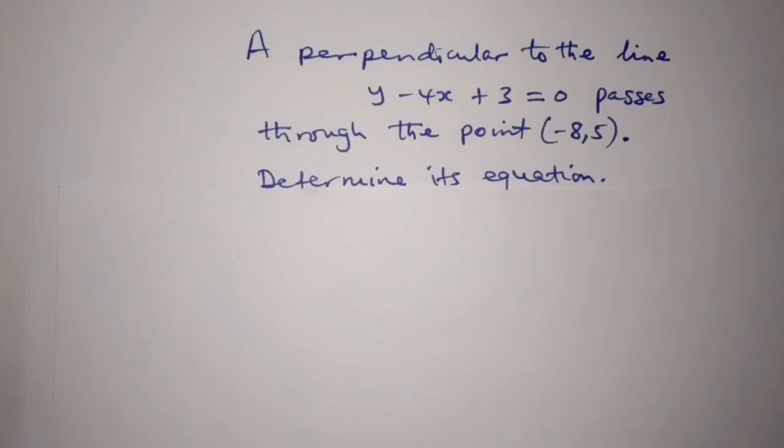A perpendicular to the line y minus 4x plus 3 is equal to 0 passes through the point -8, 5. Determine its equation.